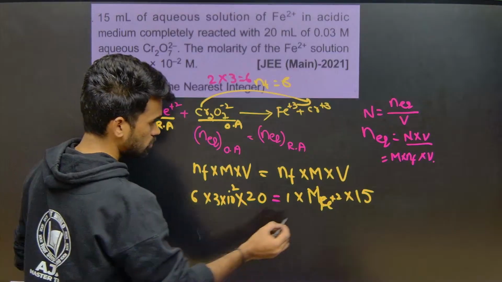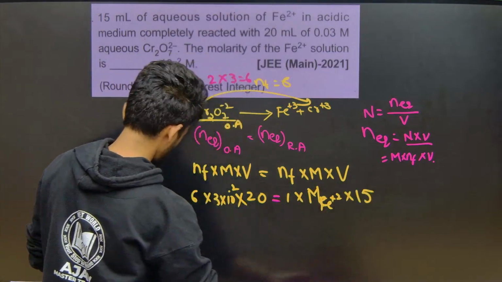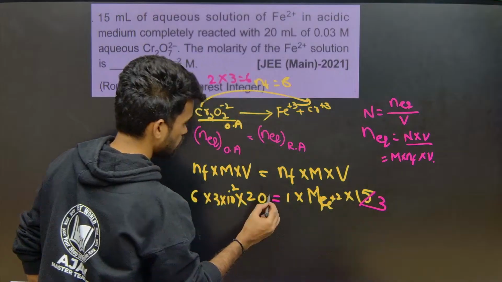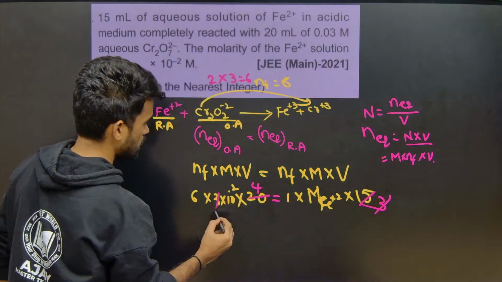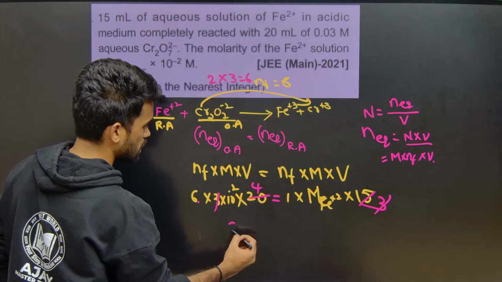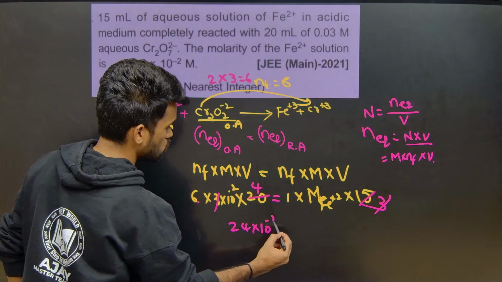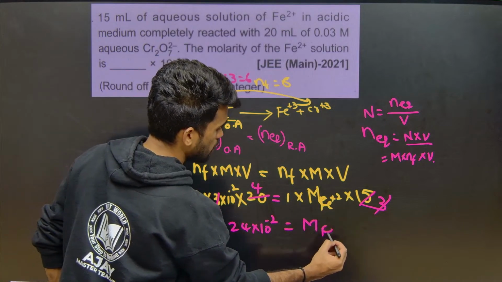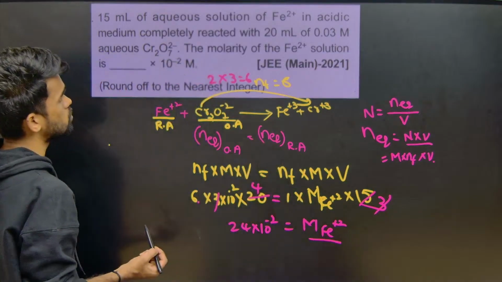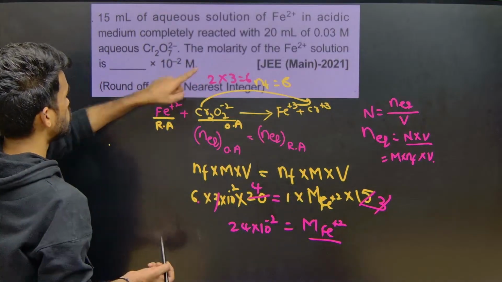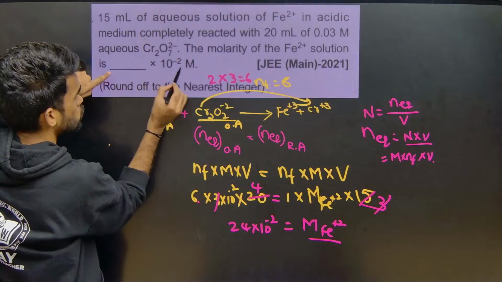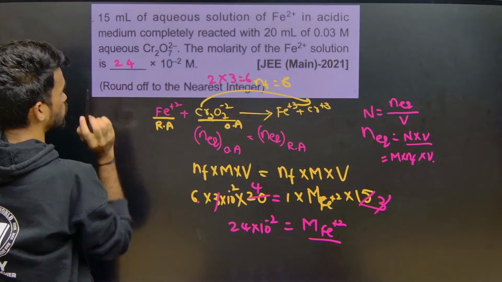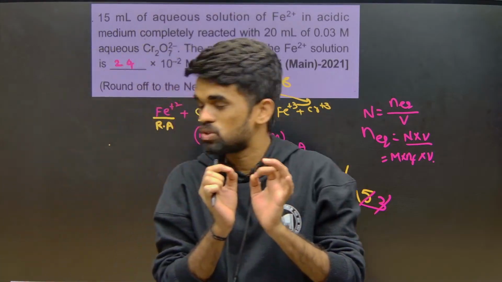See, 5 3s are, 5 4s are, the next 3 cancel. So we have 6 4s are 24 into 10 power minus 2. This is the molarity of iron plus 2. This is the concentration of iron plus 2 that we require to find here. So the molarity of iron plus 2 is dash into 10 power minus 2. You can put 24 as your answer. Hope this is also clear now.